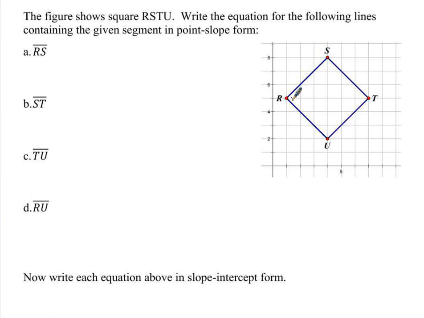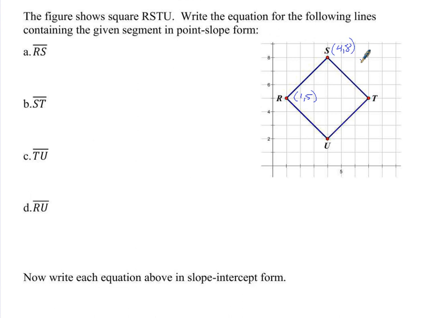It's going to be helpful if I know the ordered pairs for this point R. What is that ordered pair right there? 1, 5. X coordinate comes first. And what is the ordered pair for S? 1, 2, 3, 4, up to 8. So 4, 8. Now to write something in point slope form, I'm going to have to figure out what the slope is, and then I'm going to have to figure out one of the ordered pairs that's on that line.